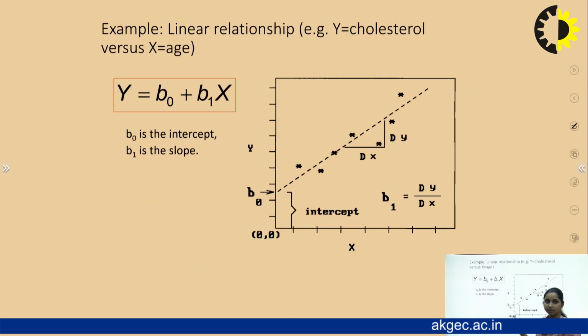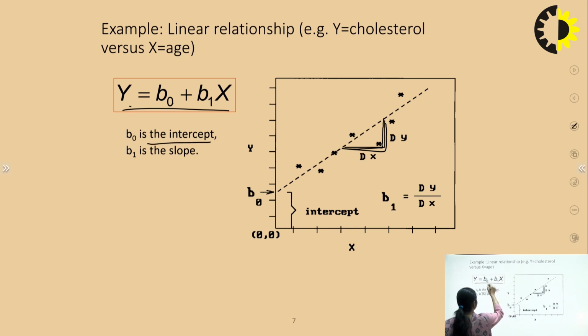As we move to the next slide, here is the example. You can see how we calculate. This is the slope, right? So this is the equation of line. y equals b0 plus b1 x, where b0 is the intercept. This is the intercept, and this is the value of slope.